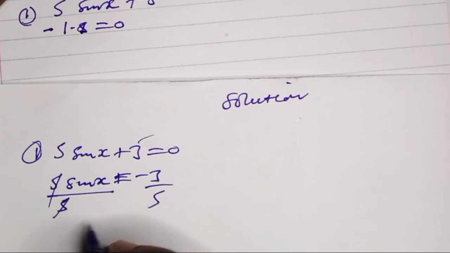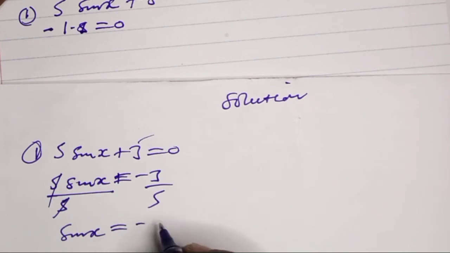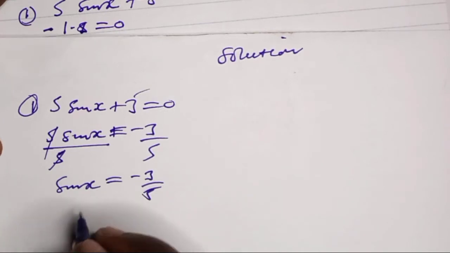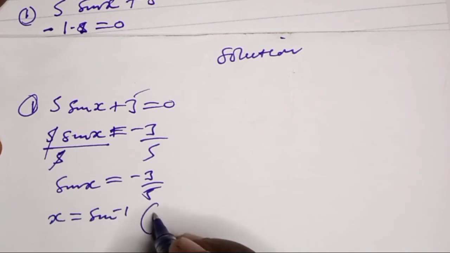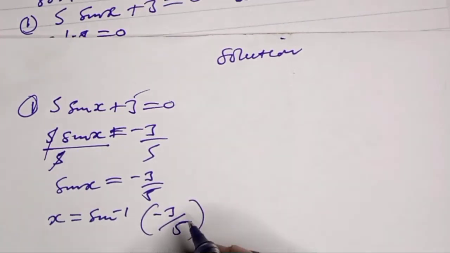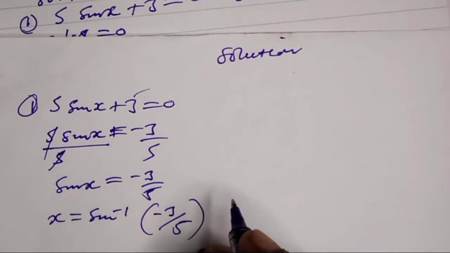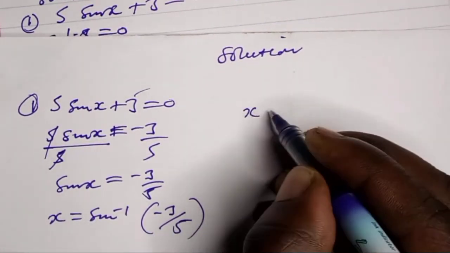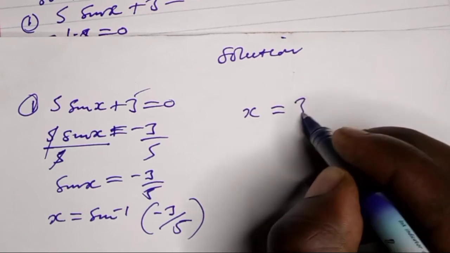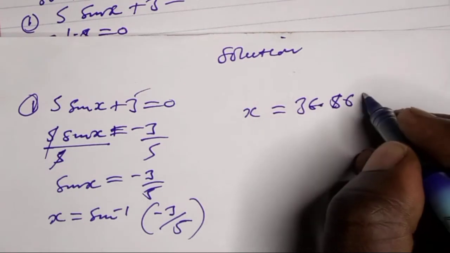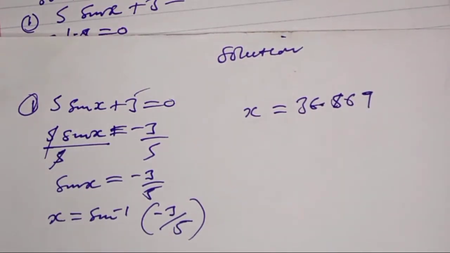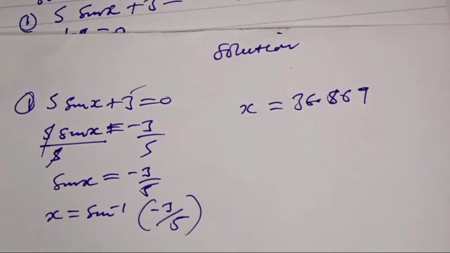We are going to remain with sine x equals minus 3 over 5. Then what you do here, you do x equals sine inverse of minus 3 over 5. Then you punch on the calculator, in which you are going to have x equals 36.869. So we are not yet done.